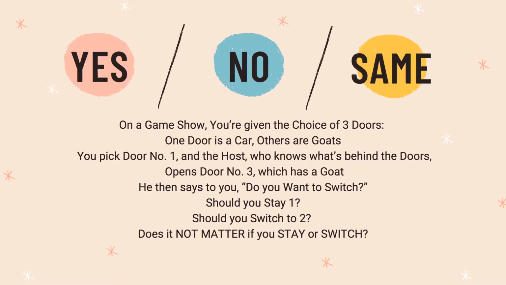So do you guys know the movie 21? This is from that movie. It's a very famous problem. On the game show, you're given a choice of three doors. One door has a car, the others have a goat.